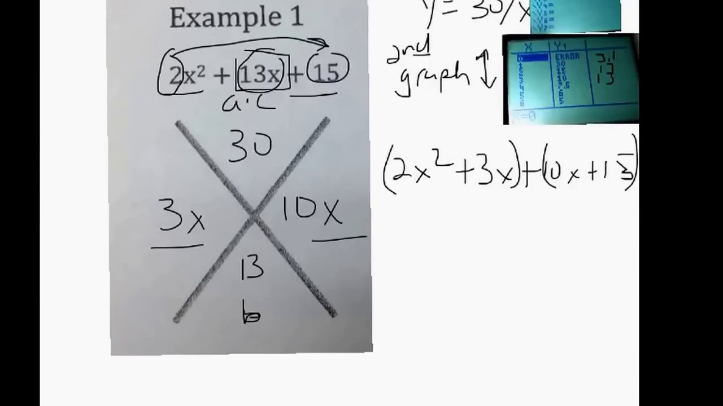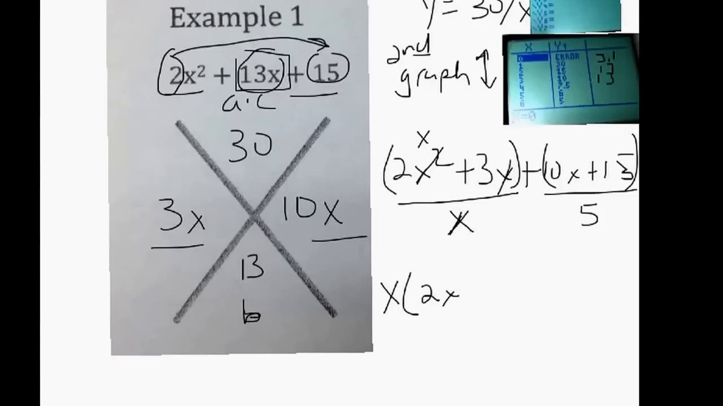Well, 2 and 3 don't have anything in common, but they do both have x's. So we'll pull out the x. Over here, what's in common between 10 and 15? 5. So we'll pull the x out to the front. X cancels into 2x squared and leaves you with just 1, so that's 2x. X goes into the 3x and leaves you with plus 3.